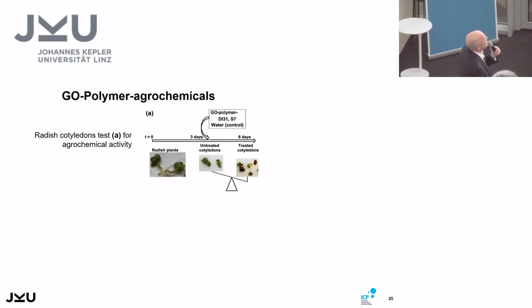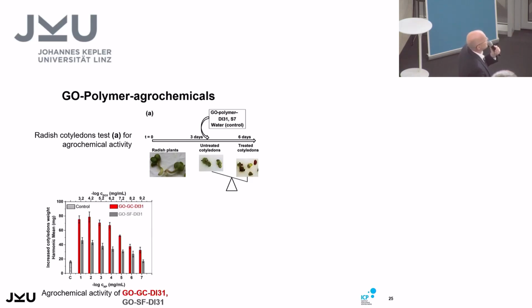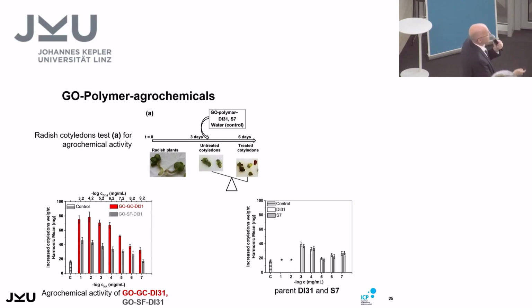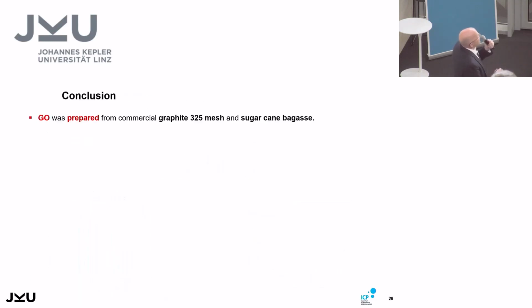I'm just wrapping this up. We had a short look at the growth of, in this case, cotyledons from radish, and the plants grew much better, higher concentrations here on the left side, which is different to what we have seen before. Higher concentrations, higher weight gain. That means it works. So the plants grow better, faster. And that leads me to the conclusion.